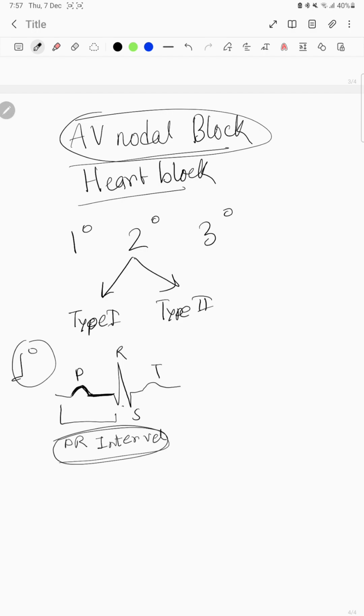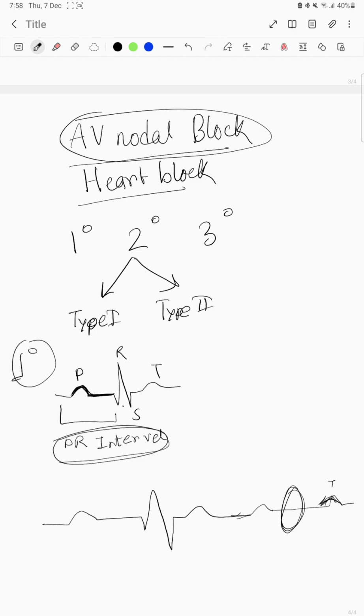Now let's talk about second degree AV nodal block, which is divided into type 1 and type 2. In type 1, the PR interval continuously gets broader and broader at each beat, and after that there is a missed beat. What is a missed beat? There is a P wave in the beat, but there is no ventricular contraction. Maybe there cannot be a T wave, but it's sure that there is no ventricular contraction.